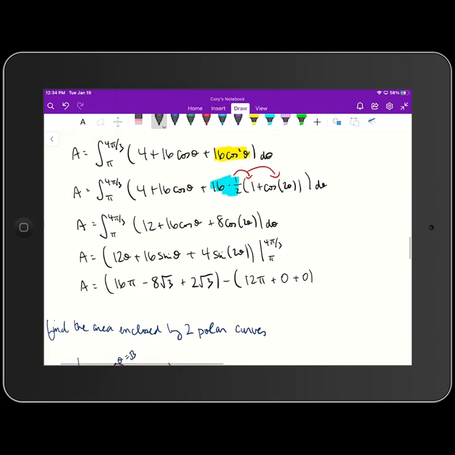Okay, so the last thing for me to do is combine like terms. So 16 pi and 12 pi. 16 pi minus 12 pi make 4 pi. And negative 8 root 3 plus 2 root 3 is minus 6 root 3. Okay, so that gives us the area of that inner loop.